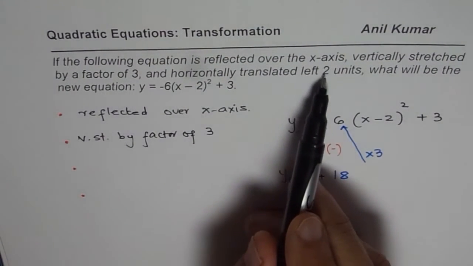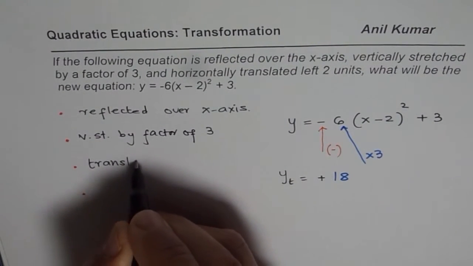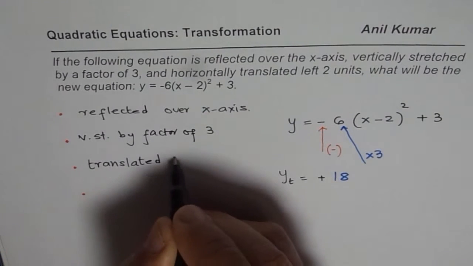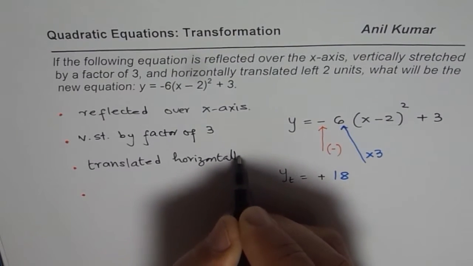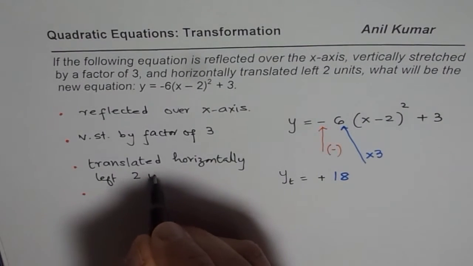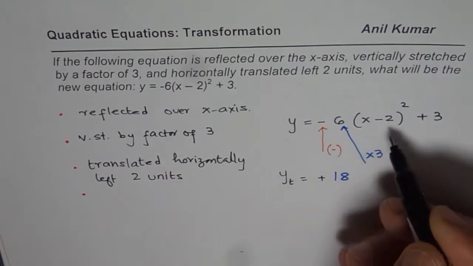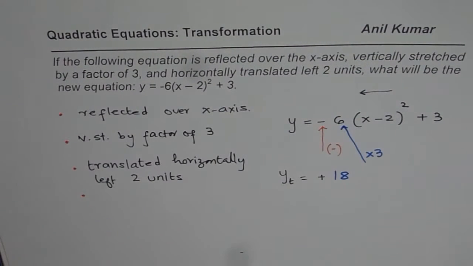Horizontally translated left 2 units. So it is translated horizontally, right? Left 2 units means it is like coming in this direction, correct? In that case, what we do, when you come in towards the left direction, then we have to add 2, right?